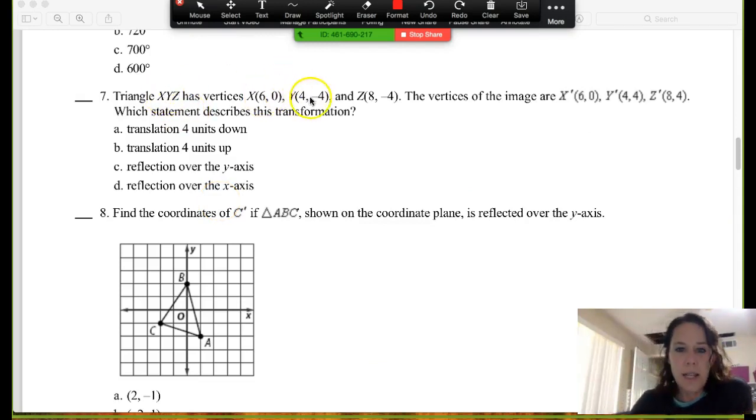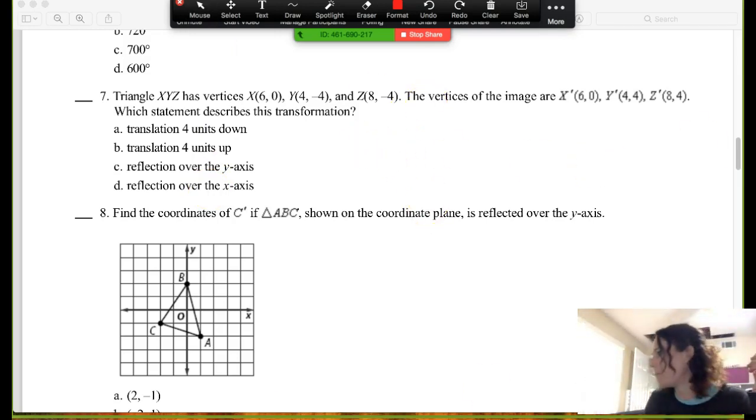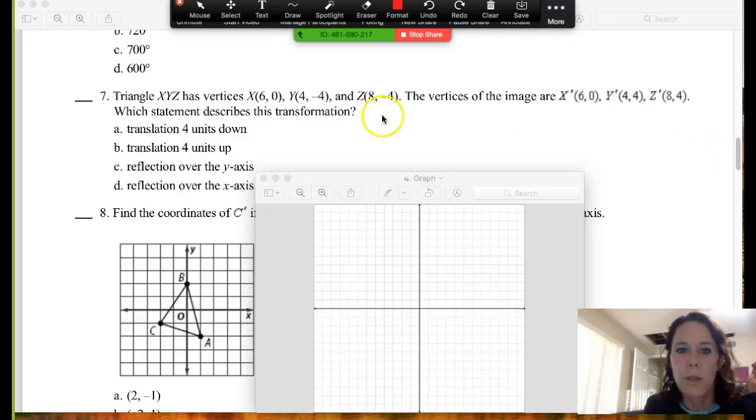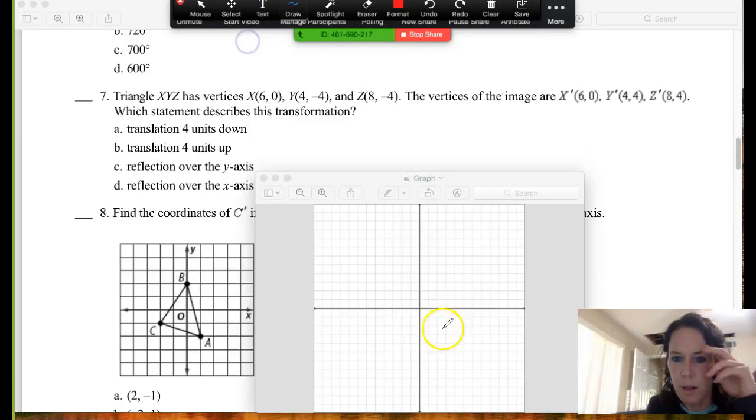You got a triangle and it has these vertices. The vertices of the image are here. Which statement describes this transformation? Now you can draw out a picture, which I always suggest. Let me pull up a little graph paper right here. Okay, so if I were to graph these on a little coordinate plane, X, you would go over 6, 1, 2, 3, 4, 5, 6, up 0. So there's your X. Y, you go over 4, 1, 2, 3, 4, and down 4.